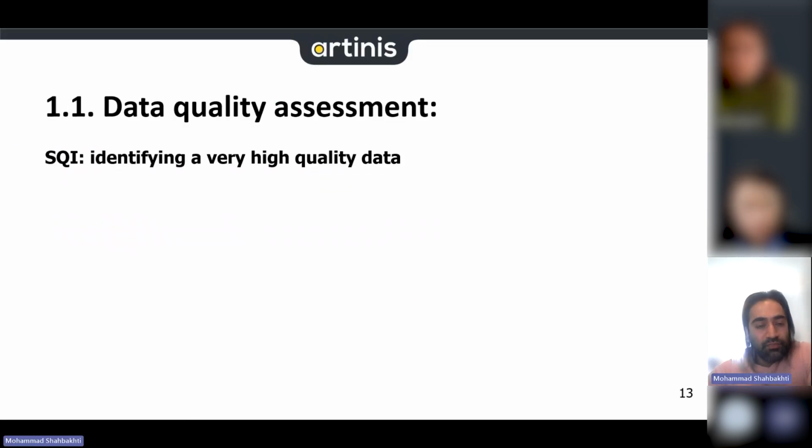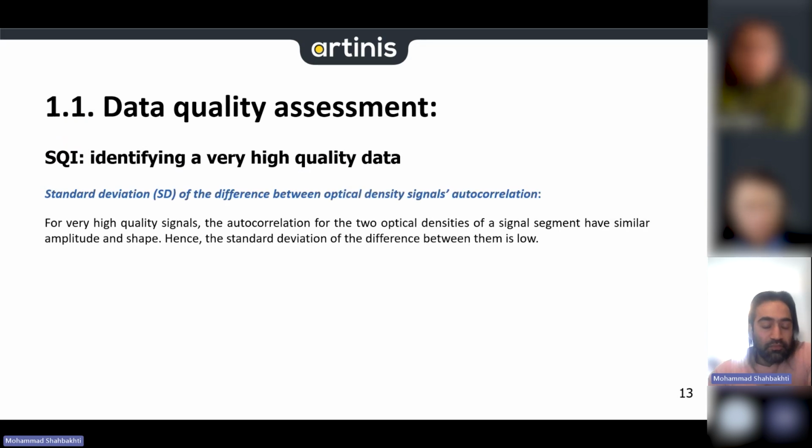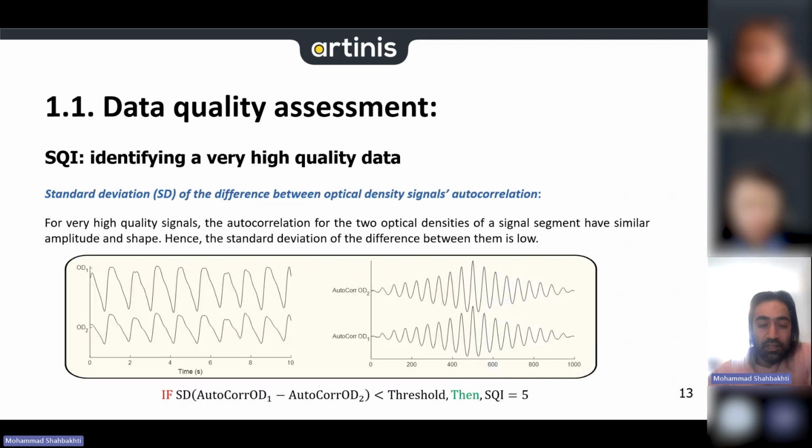In the second stage, we're looking for really high quality data. The feature we're using here is the standard deviation of the difference between the optical density signals' autocorrelation. For very high quality data, the autocorrelation of the 2 optical densities should have similar amplitude and shape. In that situation, we expect the standard deviation to be very low. Based on that, we have defined a threshold which works on this difference.